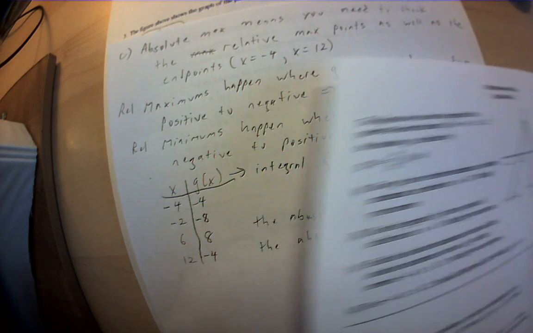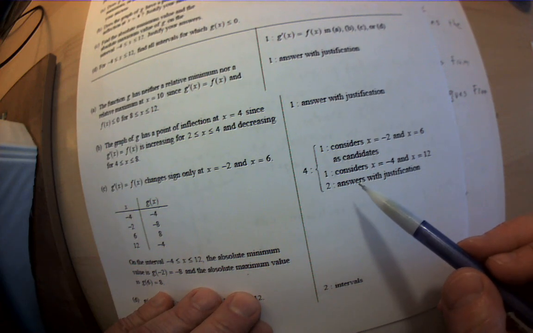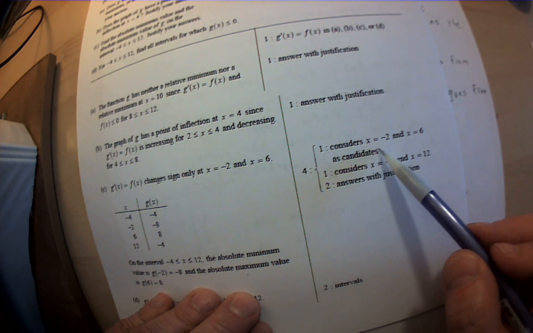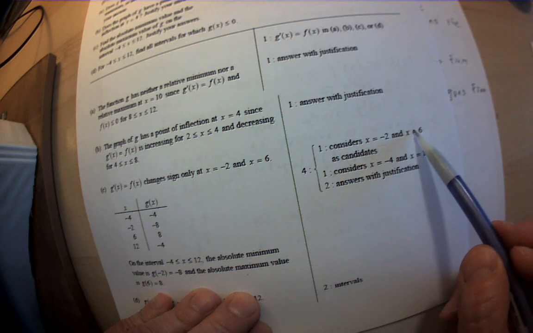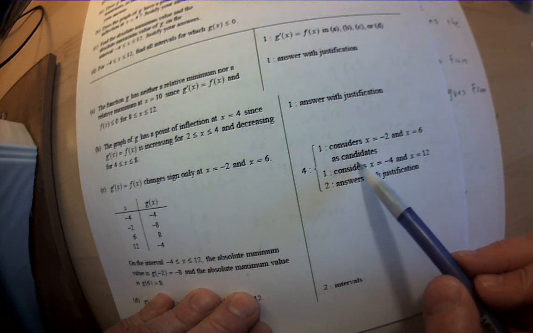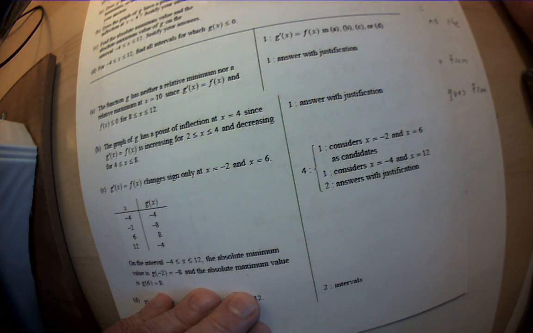Okay, guys, and if you look at the scoring criteria, which I'll include with the video, that's worth 4 points. It's a lot of points, okay? So they give you 1 point for considering the maxes and mins, 1 point for considering the endpoints, and then 2 points to actually do the work. I'll do part D on the next video.